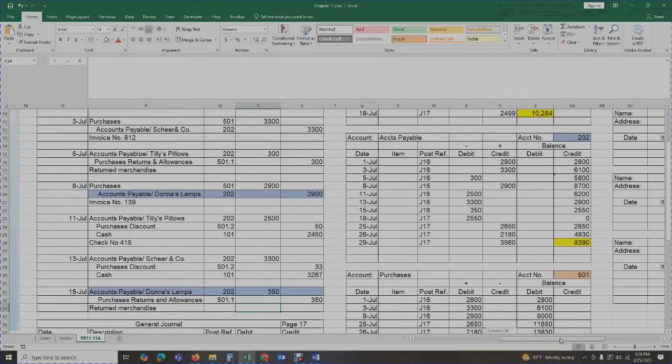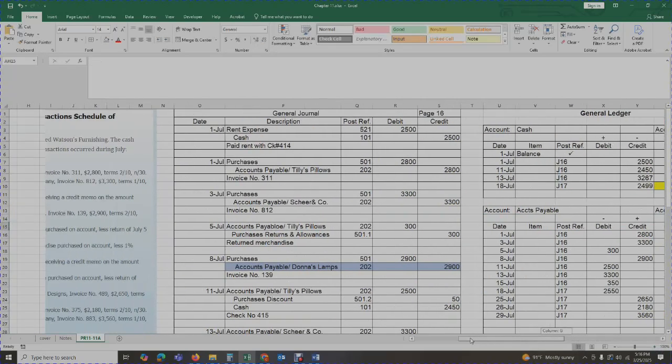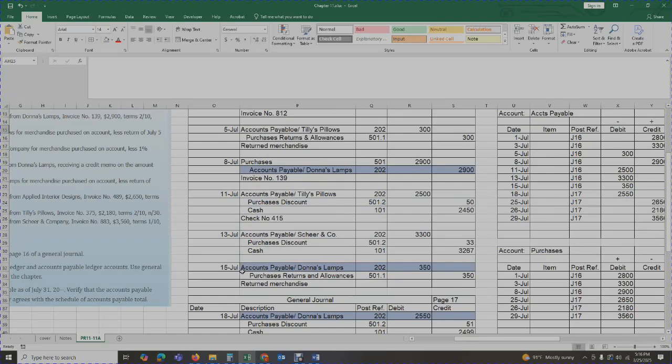First, we're going to start off with July the 8th. This one is for Donna's Lamp. So what we're doing here is we're breaking up how much we owe each of the vendors that we have. Okay, so for Donna's Lamps, it was on July the 8th. This was on Journal 16, and we had a credit of 2,900. So that's going to give me a balance of 2,900.